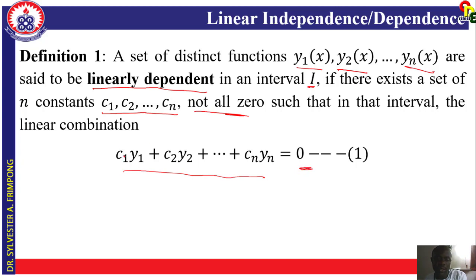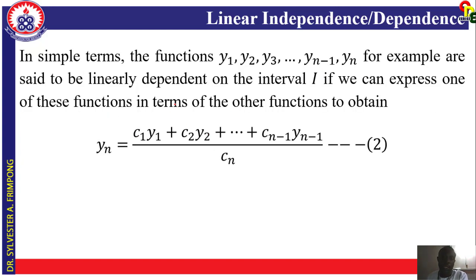What it means is that we know for sure that if c1, c2, and cn are all 0, this is going to be 0. But if not all of the c's are 0, and the linear combination still ends up giving 0, then we say that these functions, y1 up to yn, are linearly dependent. In another way, if you can write a linear combination and express one of the functions as a function of the other, then we say that the functions are linearly dependent.